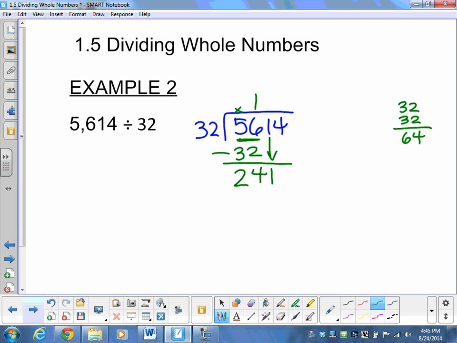I'm going to continue to add 32 on the side here. Another 32 gives me 96. Then I get 128. And then 160.